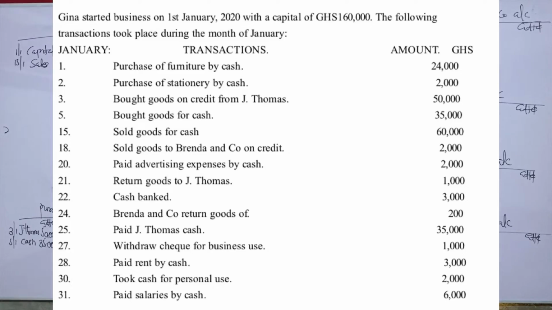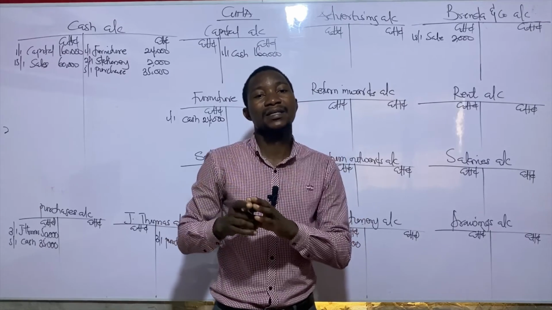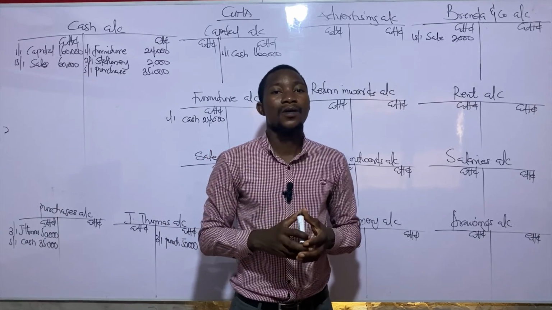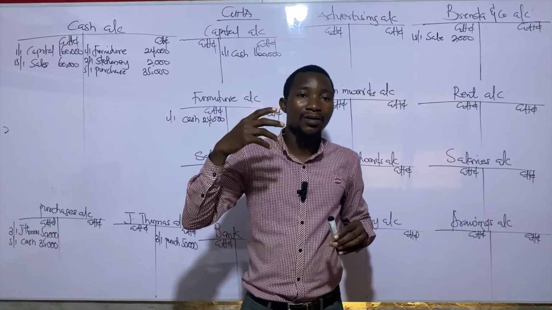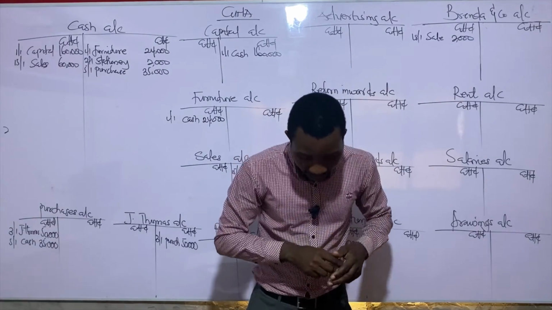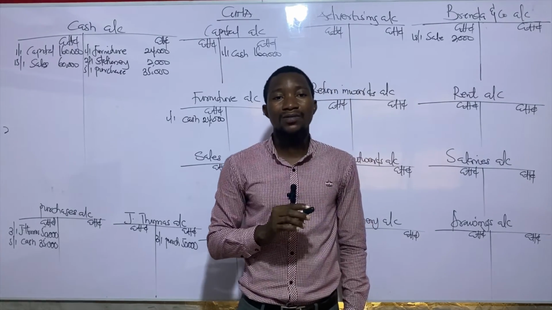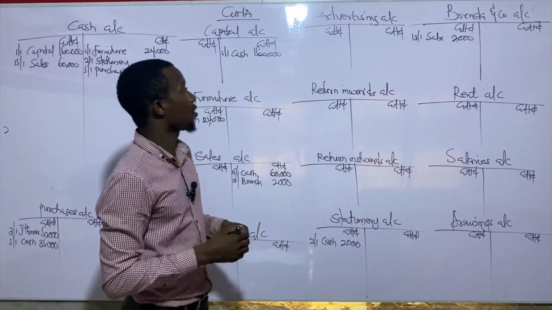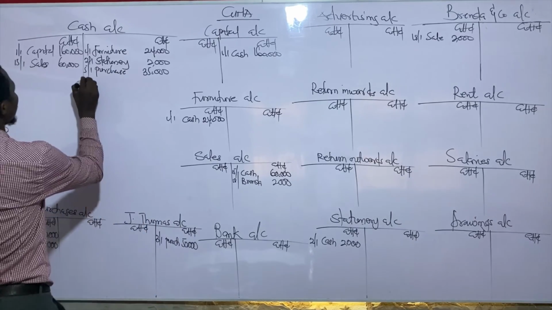Good. So the next transaction is on the 20th. Paid advertising expenses by cash. We paid for an expense by cash. Anytime we paid for an expense, the first question is what are the accounts involved? We have the name of the expense account, that is advertising, then the source of income we used to pay, that is cash. So we paid advertising by cash, and the amount was 2,000. So we have advertising account and cash account. We paid by cash, so our cash is going out. So with real account, we credit what goes out. That was on the 20th.